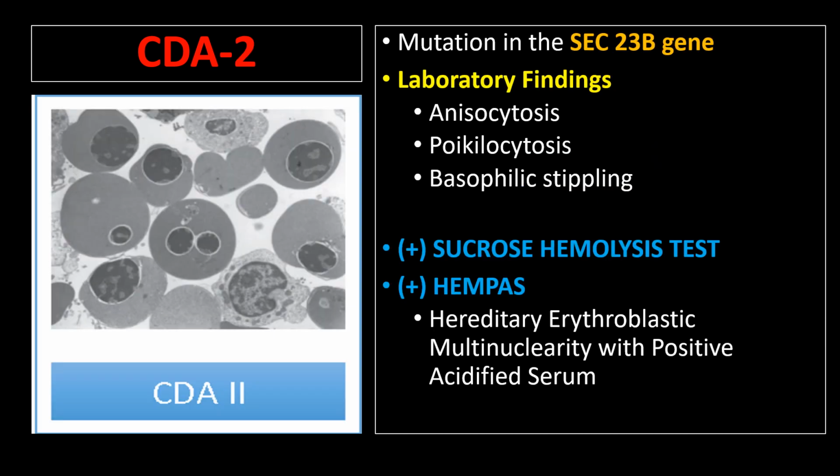Next, we have CDA type 2, in which this has a mutation on your SEC23B gene and has the following laboratory findings. Similar to your CDA type 1, this has poikilocytosis and presence of basophilic stippling, but now associated with anisocytosis. For the laboratory tests that can be requested to confirm the presence of your CDA type 2, we can request for your sucrose hemolysis test and HEMPAS, or also called hereditary erythroblastic multinuclearity with positive acidified serum. So the CDA type 2 is characteristically positive for these two types of laboratory tests. Take note also of the appearance of the cells of your CDA type 2.